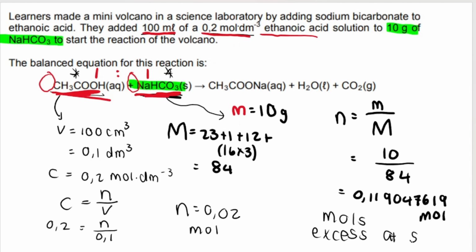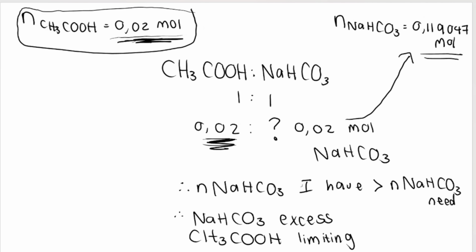Now, how did we work out how many moles are going to be used up? Remember, the limiting reagent's moles will help me work out how many moles of the other one we will use up. So always use your limiting reagent to work out the moles of your other stuff that's going to be used up. And remember, we already did that. If we're going to use up all of our limiting reagent, so that's 0.02, how many moles of sodium bicarbonate would we use up? We would use up 0.02 moles of sodium bicarbonate.